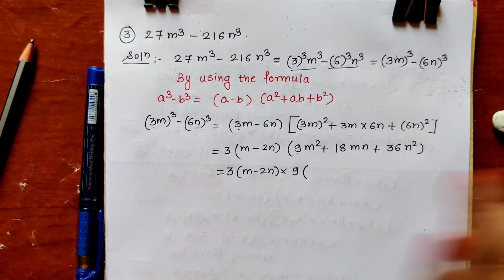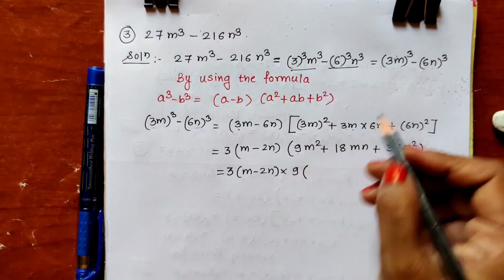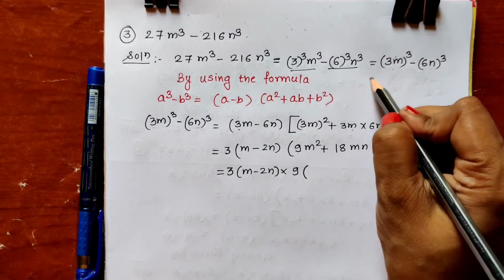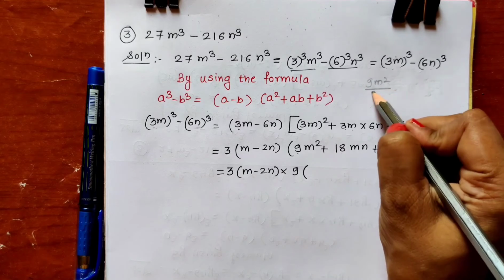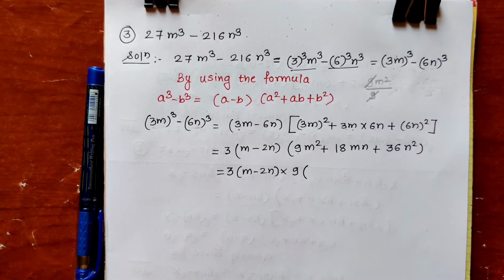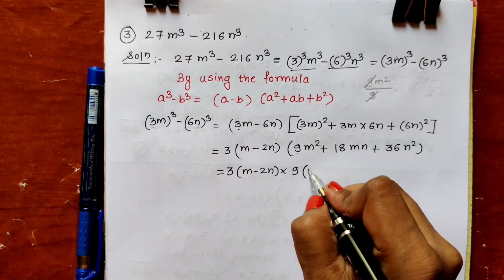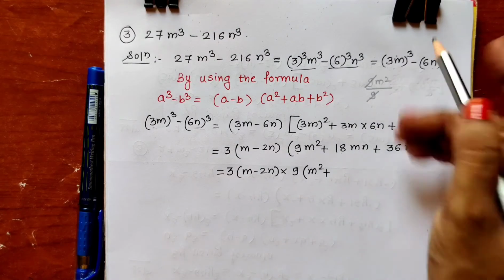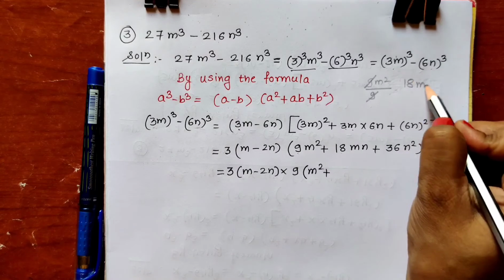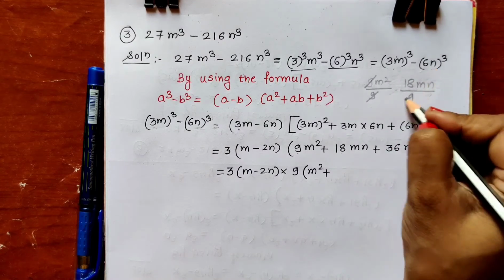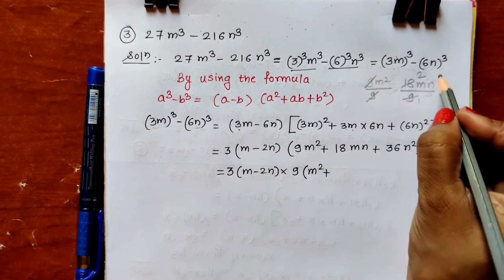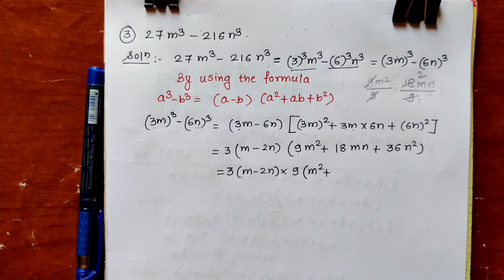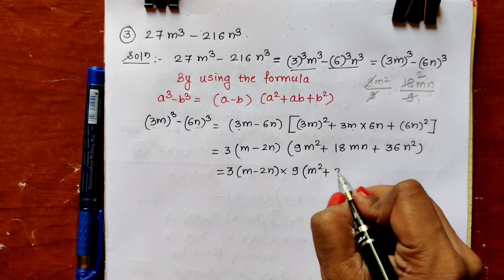Now from 9m square we have taken 9 common. So 9 cancels, m square is remaining. Then plus sign. From 18mn, we have taken out 9 common. 9 1s are 9, 9 2s are 18. So what is remaining? 2mn. So that 2mn we will be writing here.